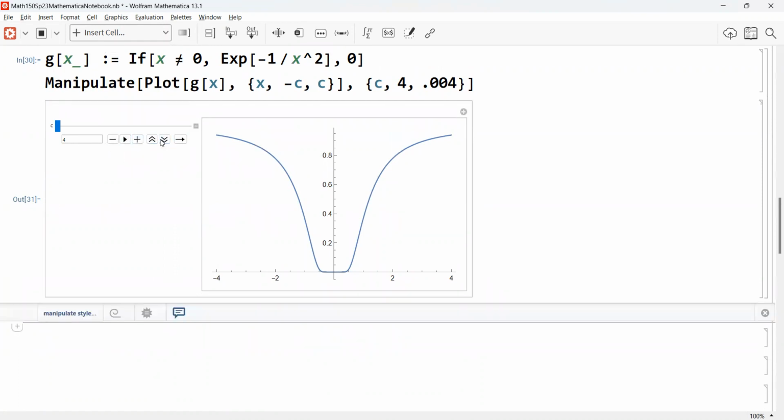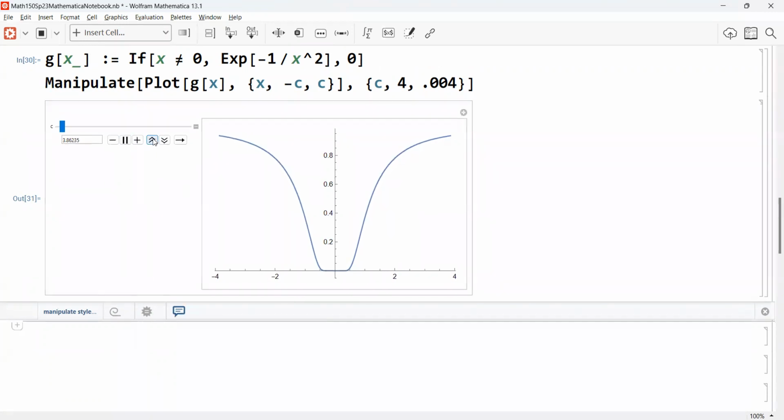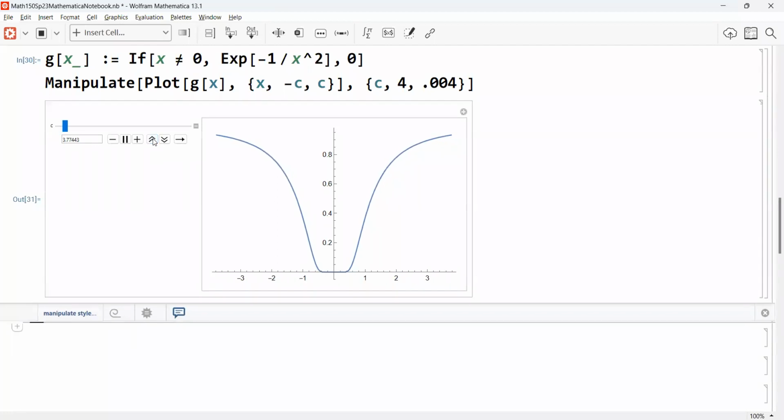I'm going to have it go slowly, so I'm going to hit the slow button a few times. And then it's going to slowly decrease c, and you can see what's happening. All right, I've made it go too slow, so I'll speed it up a little bit. Speed up a little bit more. And you can start to see we're beginning to zoom in. Let's speed up a little bit more.